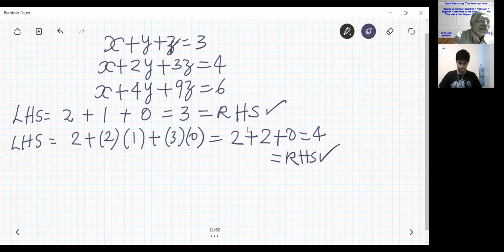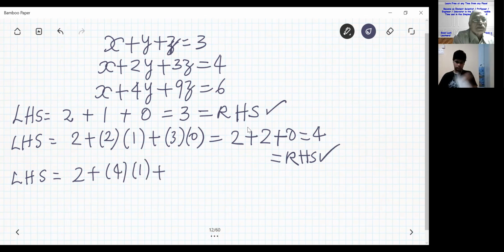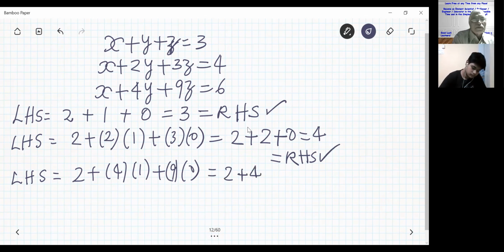Then left hand side of the third equation, x is 2 plus 4 into 1 plus 9 into 0 is equal to 2 plus 4 plus 0, that is 6, which is RHS for the third equation.